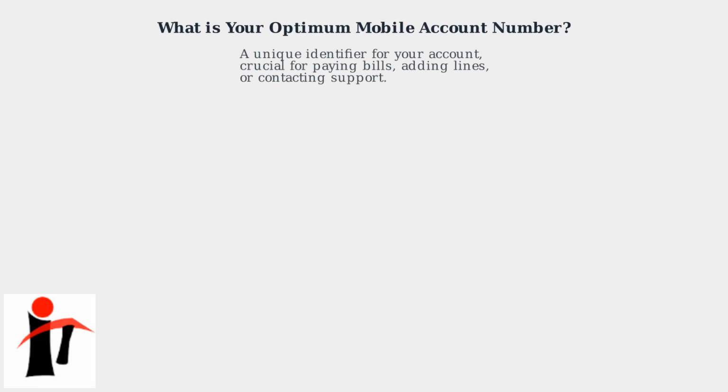Your Optimum Mobile account number is a unique identifier for your account, crucial for tasks like paying bills, adding lines, or contacting support. It's typically 10 to 12 digits long and different from your phone number.